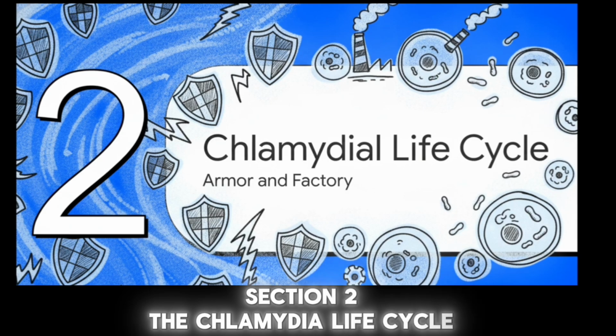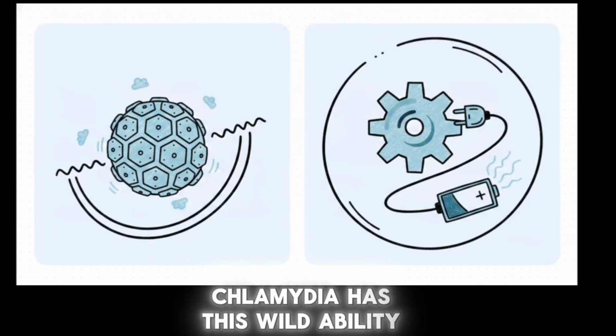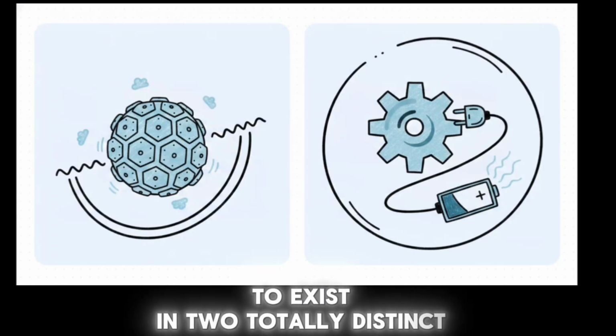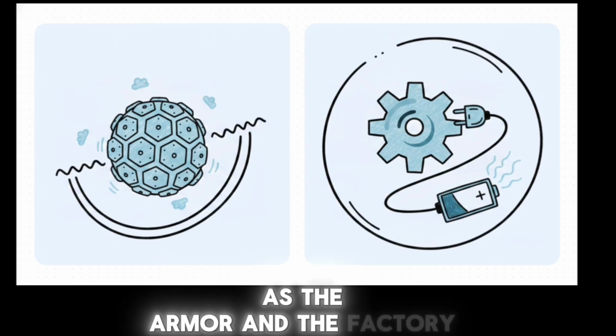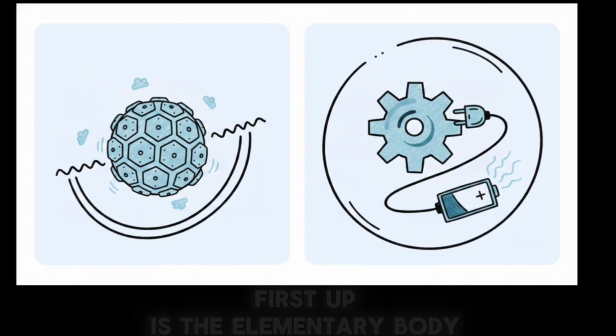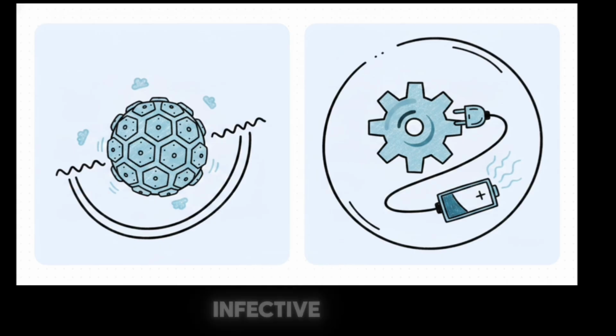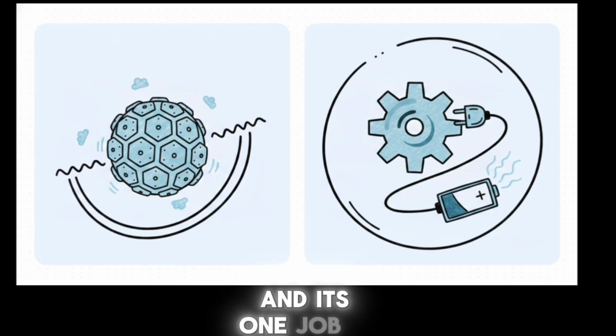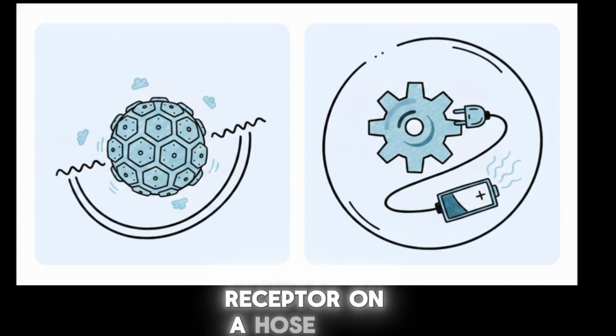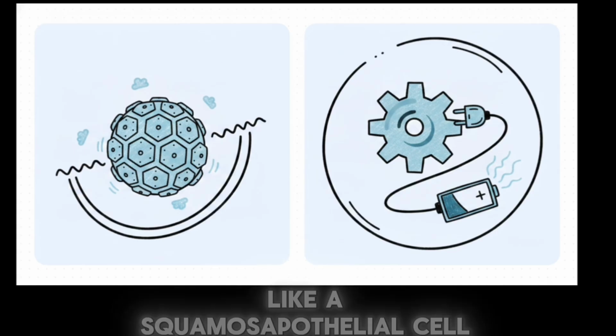Section 2. The chlamydial life cycle. Chlamydia has this wild ability to exist in two totally distinct alternating forms. Think of them as the armor and the factory. First up is the elementary body, or EB. This is the extracellular infective form. It's tough, it survives outside the host cell, and its one job is to hunt down a specific receptor on a host cell, like a squamous epithelial cell, and lock on.